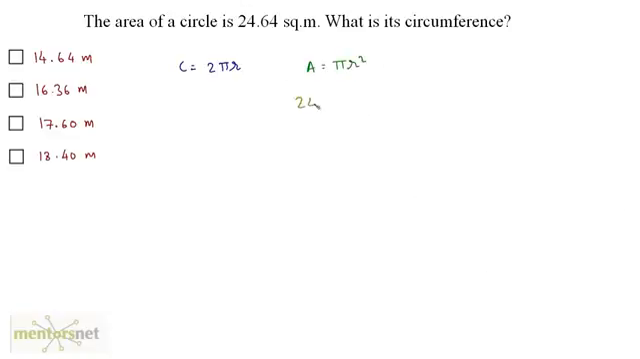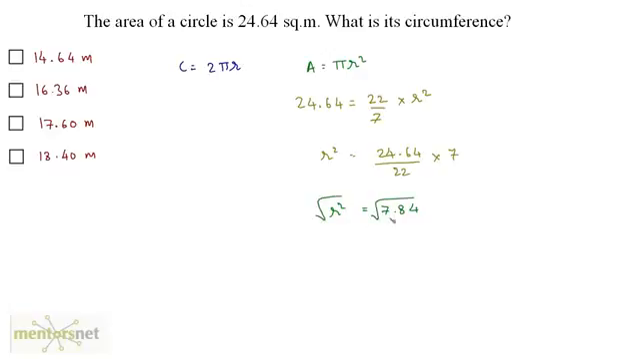So area 24.64 is equal to, what is the value of pi? It is 22 by 7 times r square. So r square is equal to 24.64 divided by 22 times 7. Solving this, you will get the value as 7.84. R square is equal to 7.84.